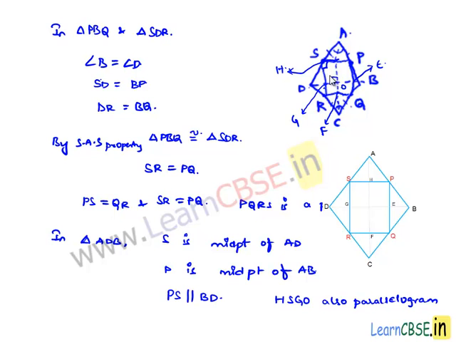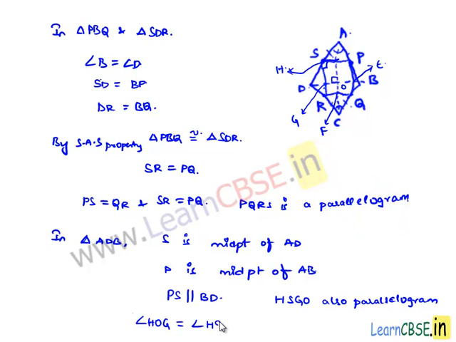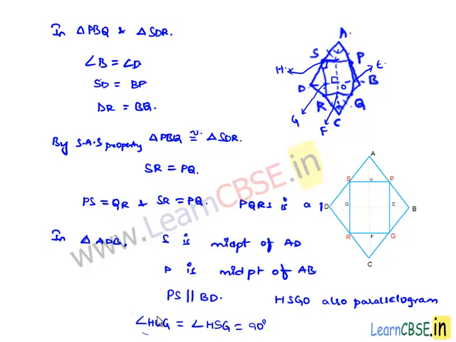As HSGO forms a parallelogram, we can say in a parallelogram opposite angles are equal. Therefore, angle HOG is equal to angle HSG, which is equal to 90 degrees. As angle HOG will be equal to 90 degrees since in a rhombus diagonals bisect perpendicularly. So we can say here we got angle S is equal to 90 degrees.